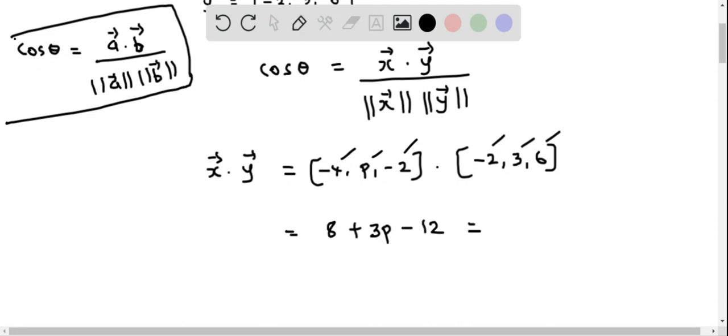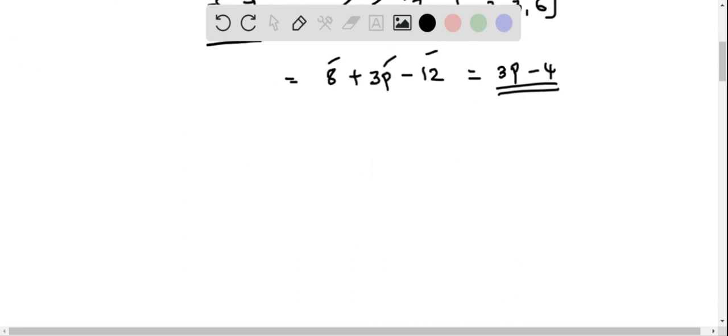Let's simplify this. So here we get 3p. Write this first. 8 minus 12 is minus 4. So this is the result of the dot product of x vector and y vector. Now let's find the magnitude of x vector and y vector.